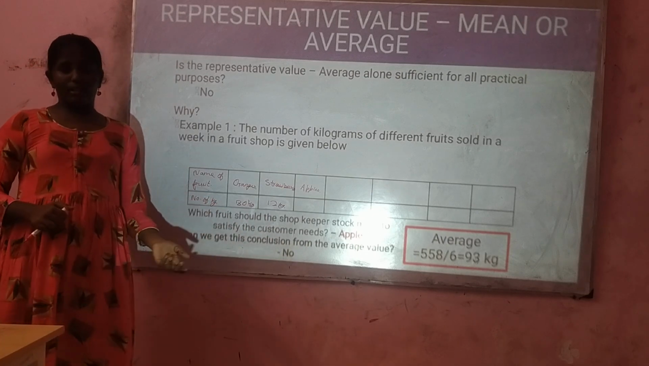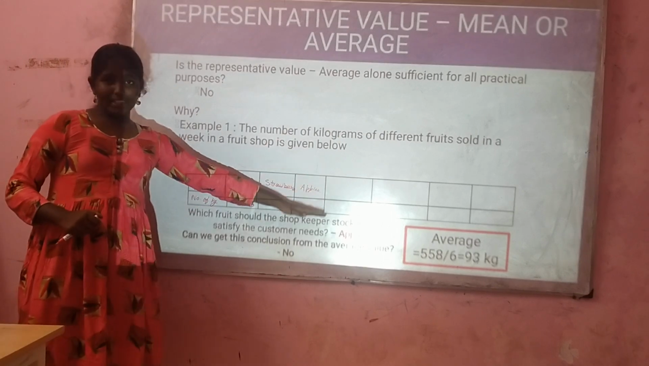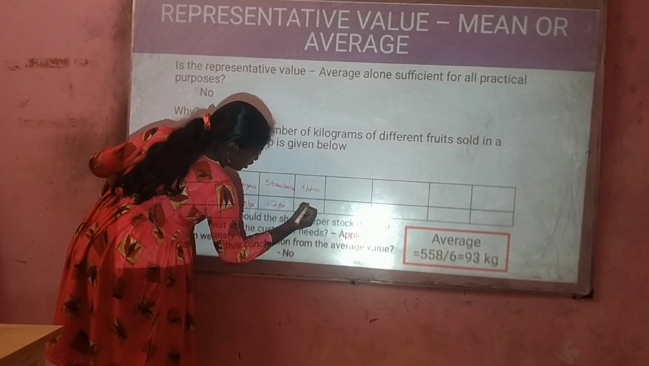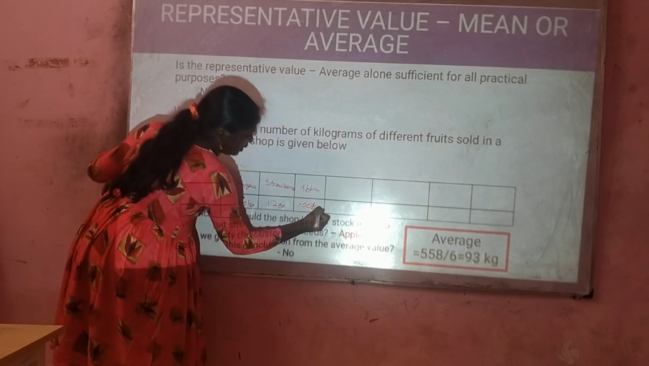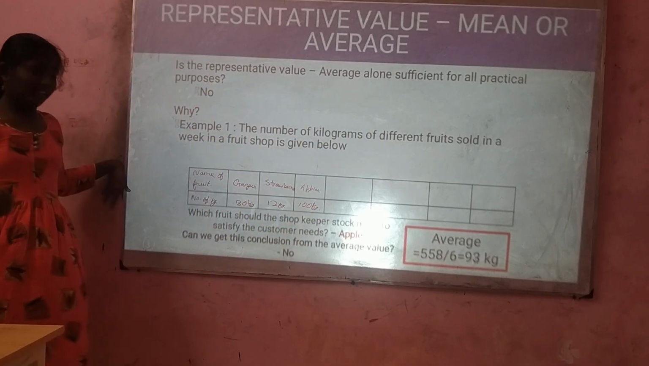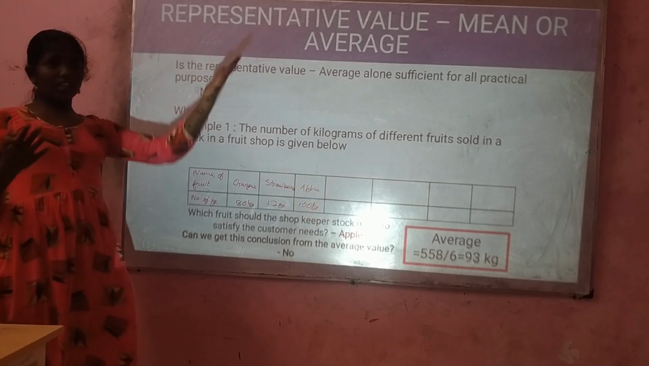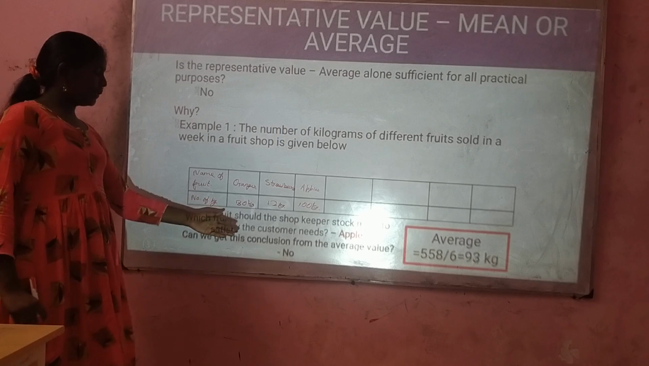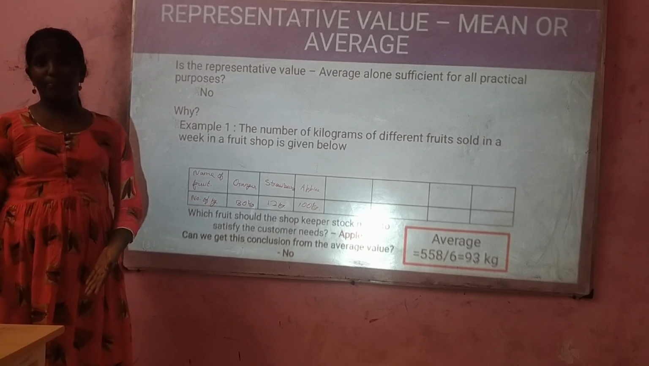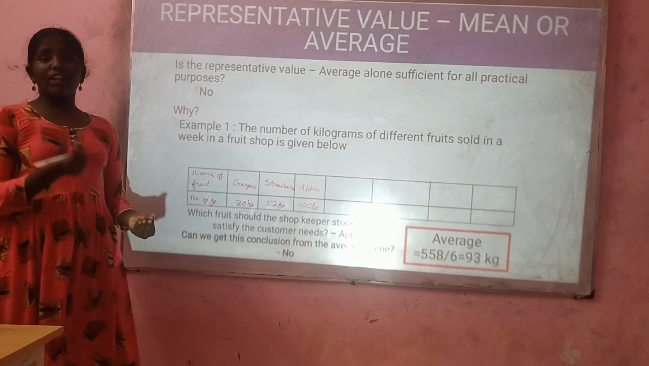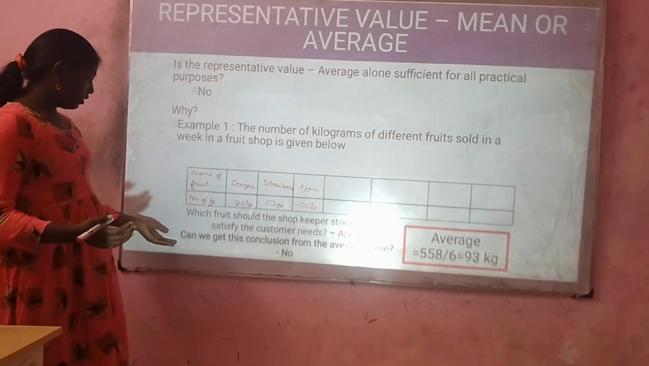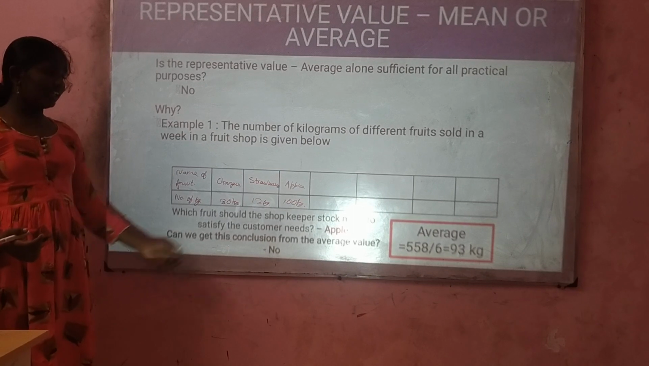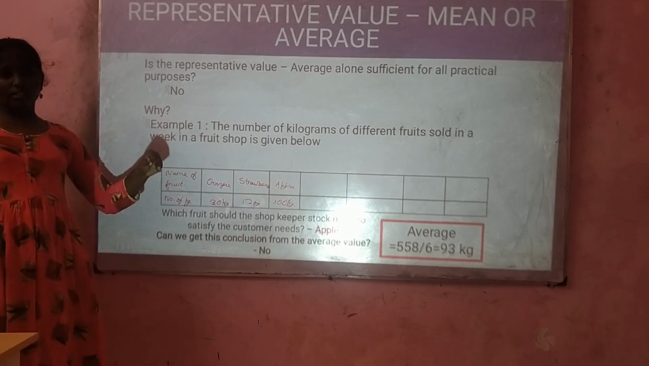We can say apple. So if apple is the highest thing he stocked, let's say like 100 kgs per week, because many people buy apples, it is very healthy. So we can say like 100 kgs per week of apple is bought, and the shopkeeper has to stock more apples so that he can attract more customers. Can we get this conclusion from the average value? The average value does not satisfy this condition.